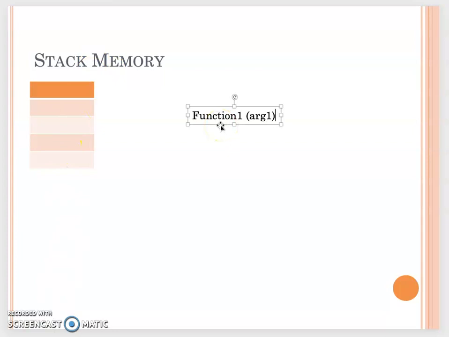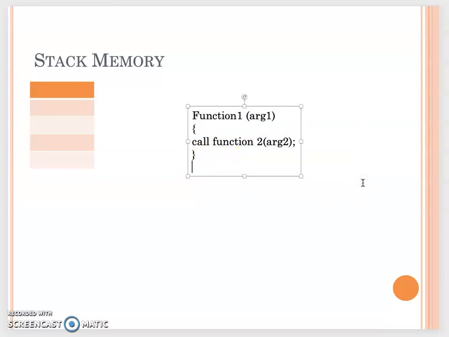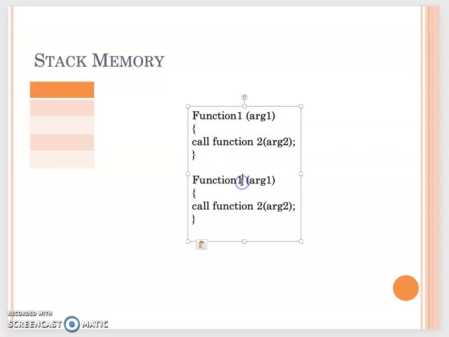You have function 1, and it has one argument. Inside this function 1, I call function 2. That's what we call the stack memory. We use stack memory a lot when we run the program, in the computer memory. Here we say you have an argument for function 2. Maybe function 2 is not calling anything. So you implement two functions.